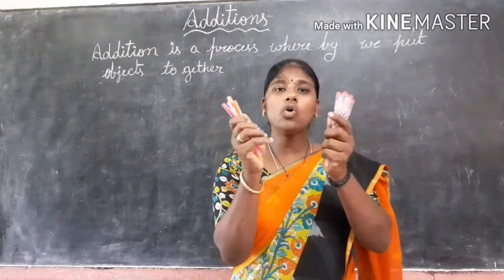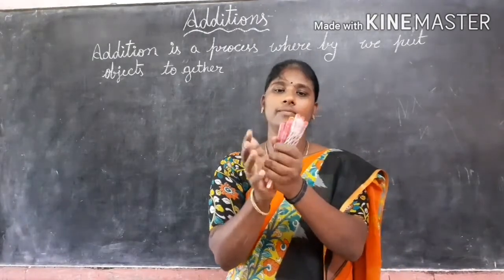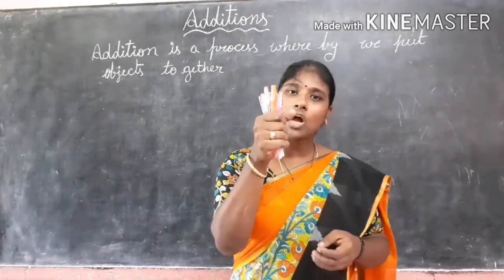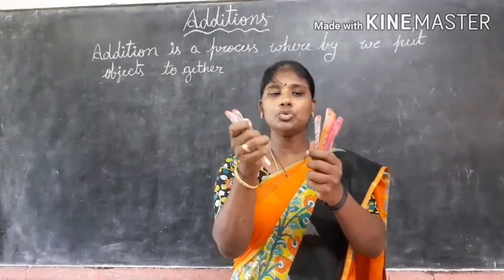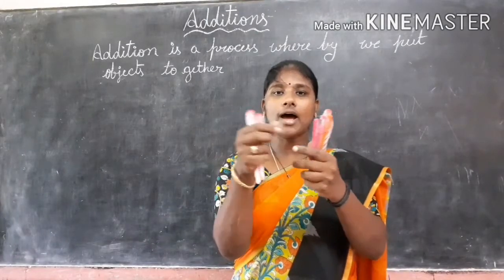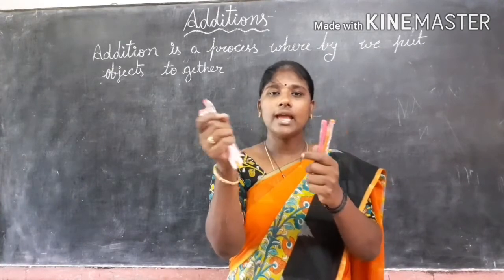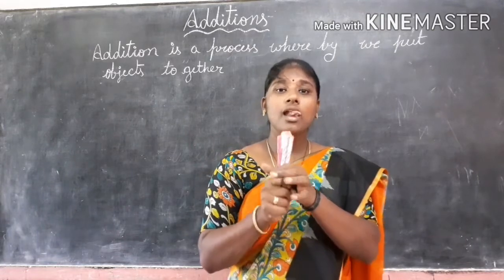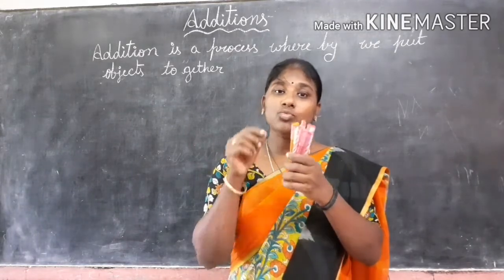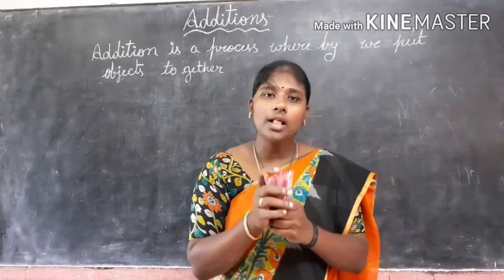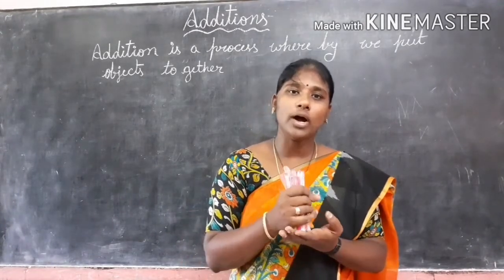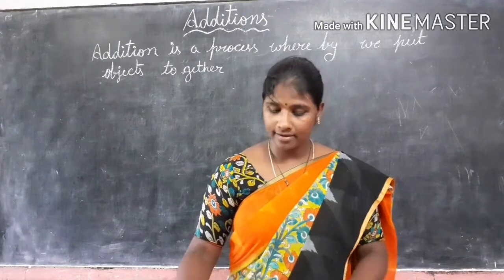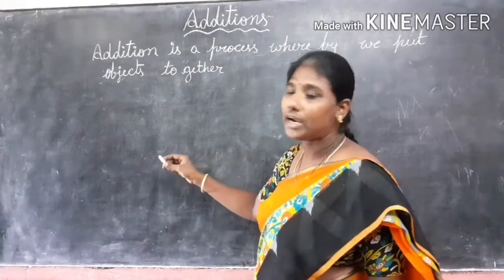Now I am keeping all these together here. Now how many pens are there in my hand? Shall we count now? 1, 2, 3, 4, 5, 6, 7, 8, 9, 10, 11. 11 pens are there in my hand now. What did we also do here? We also did addition. That is called addition.